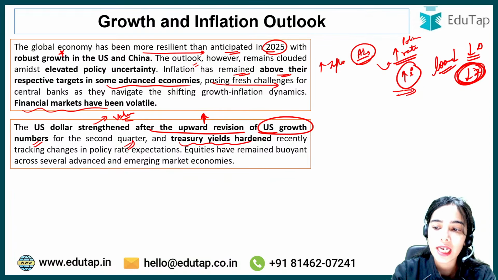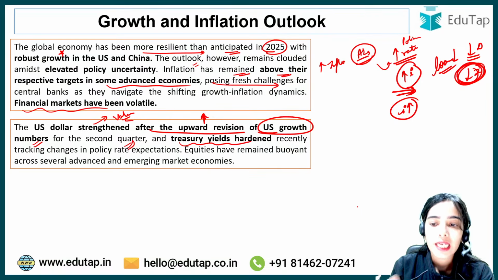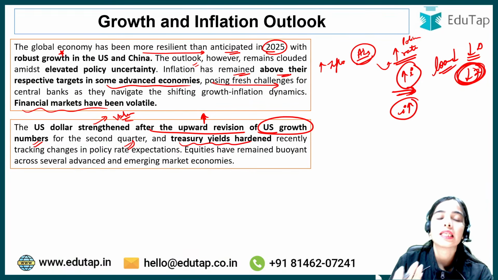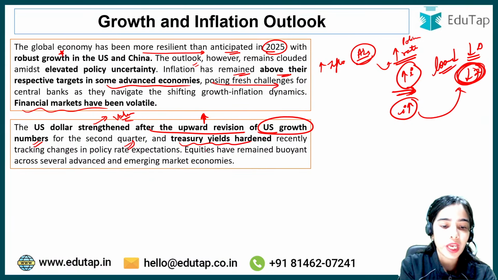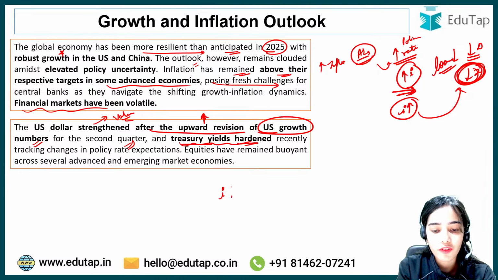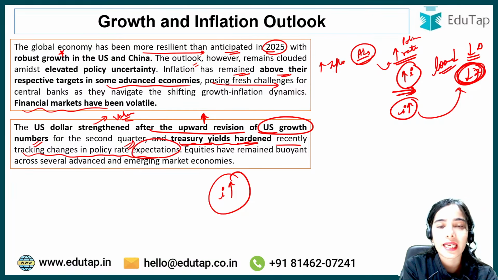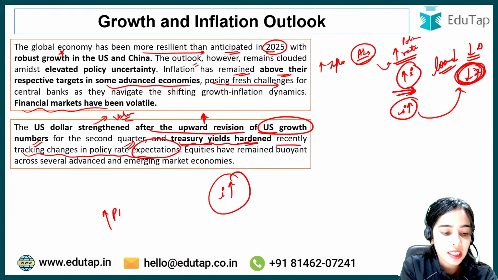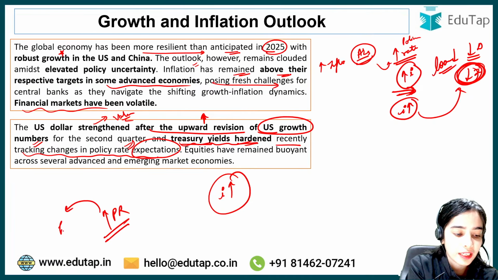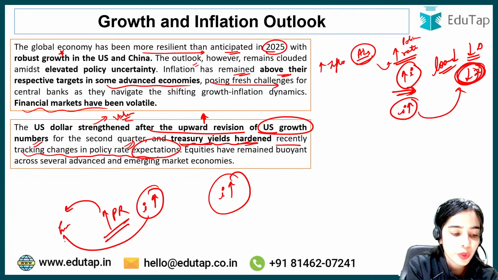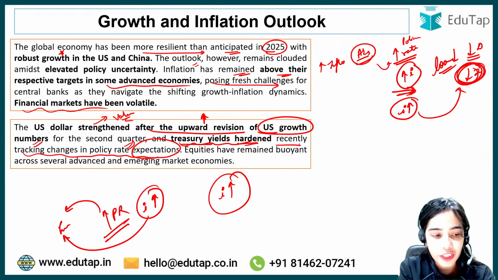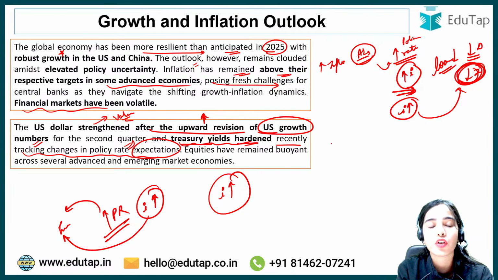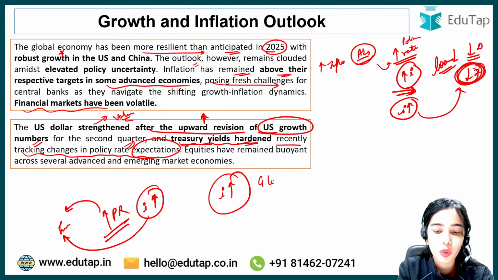As I have told you, many of the central banks have decided to increase their interest rate, or there is the expectation that they might increase their policy rate to control the inflation, okay. So treasury yields have hardened. The interest on government securities is increasing recently, tracking changes in policy rate expectation, because there is the expectation that the policy rate is going to increase to control the inflation. Due to this policy rate expectation, the interest rate for treasury bonds and government securities has started to increase at the global level, especially for the US treasury bills, okay.